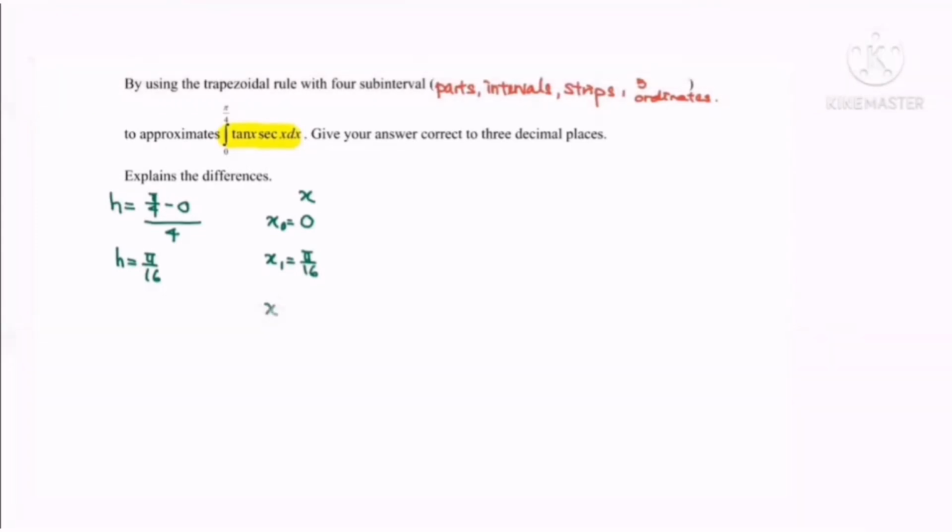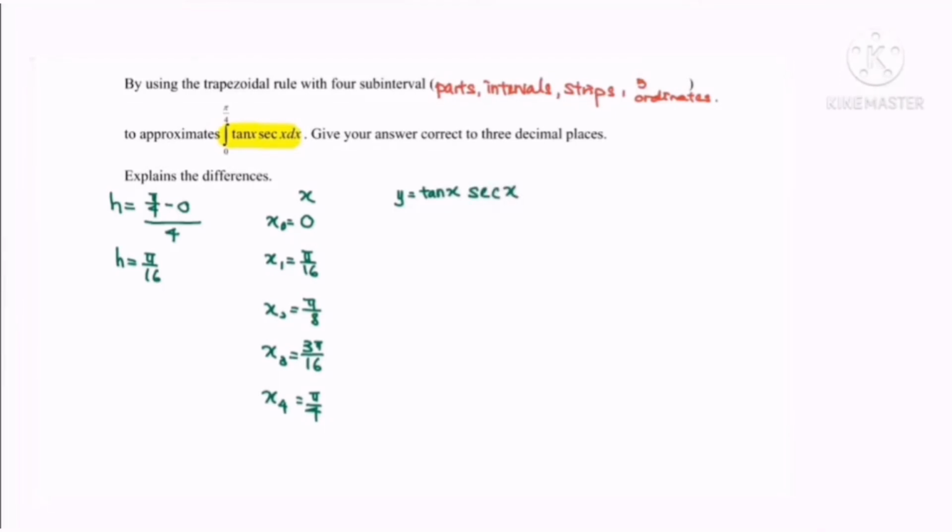So x2 is equal to pi over 16 plus pi over 16, and we will have pi over 8. x3 will be equal to pi over 16 plus pi over 16 plus pi over 16, and we will have 3 pi over 16. So finally, x4 is equal to pi over 4. Next, kindly substitute the value into the situation where we have y is equal to tangent x secant x.